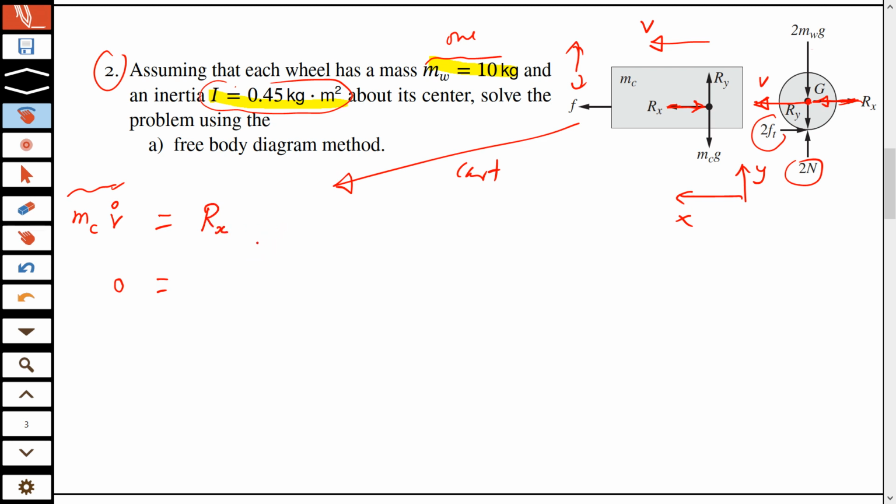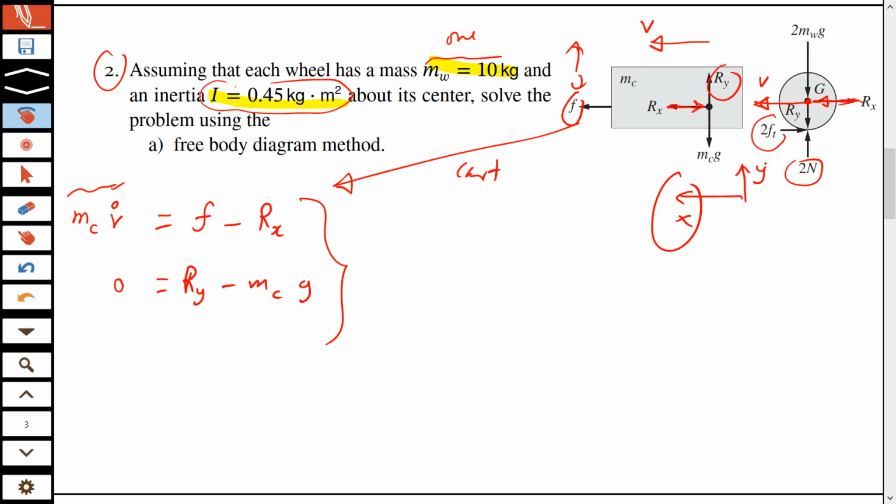No, sorry, because the x-axis is towards the left, this applied force F will be positive. Remember, this will be wrong in the book because of that wrong arrow. So it's F minus Rx. In the book you will see plus, but the correct sign is minus. And for the y-axis, because upward is positive, Ry will be positive, minus mcg, the weight of the cart, will be negative. So we now have two equations for the cart.